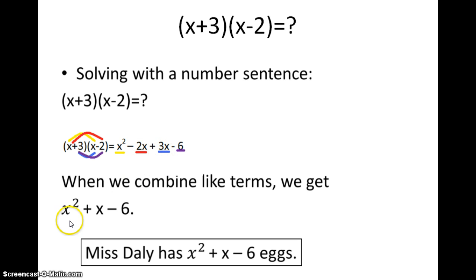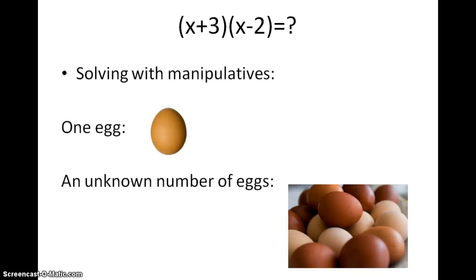Put it all together, we have x squared plus x minus 6. Miss Daly has x squared plus x minus 6 eggs. Now let's use manipulatives. We'll start with our standard of 1 egg. And we have an unknown number of eggs.